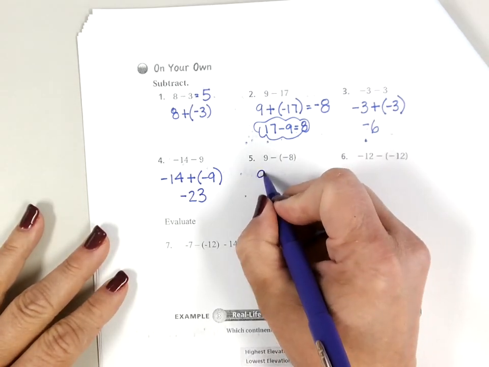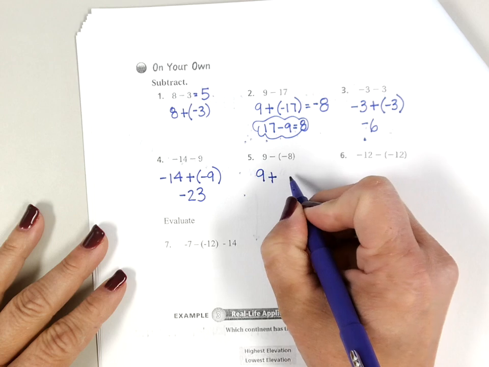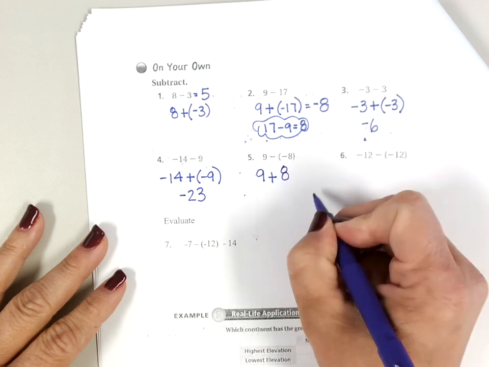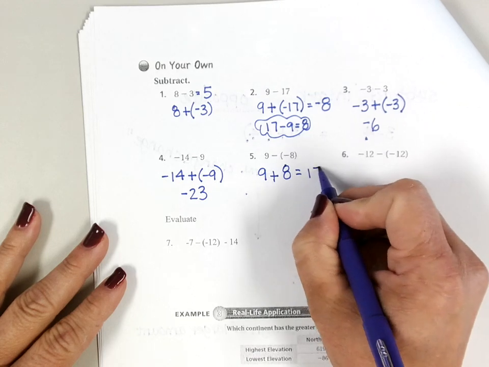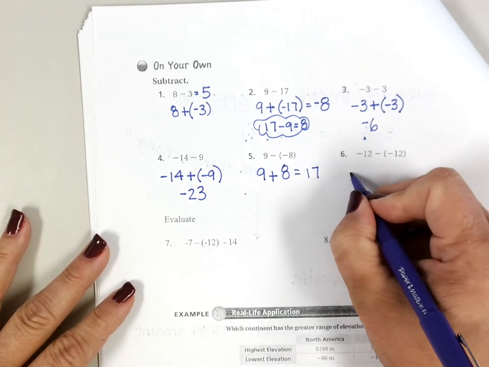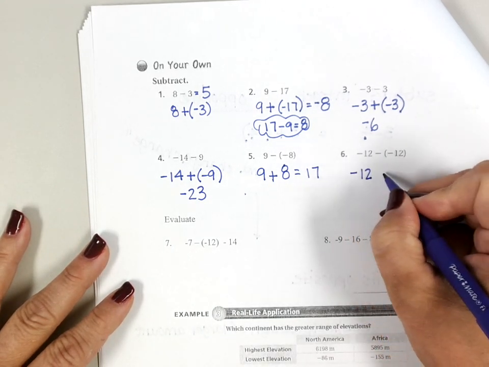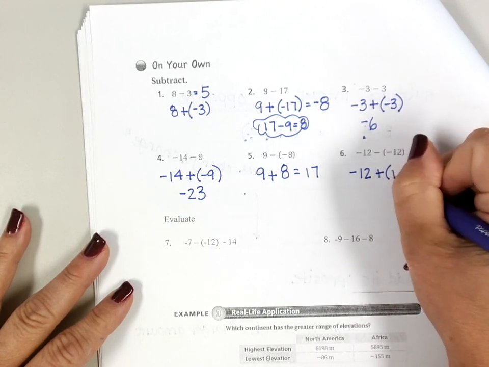Number 5, I like the ones like this. You keep, you change to plus, you change to a positive 8. I like those because 9 plus 8 is easy for me to do. I don't even have to think about any negative rules. It's just 17.